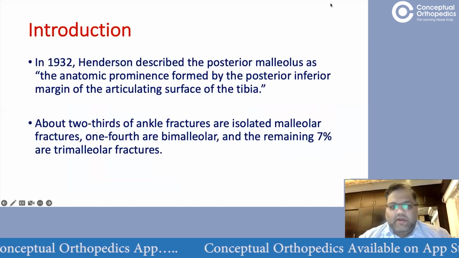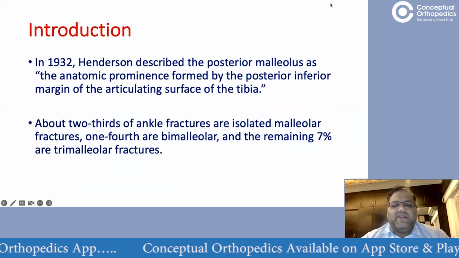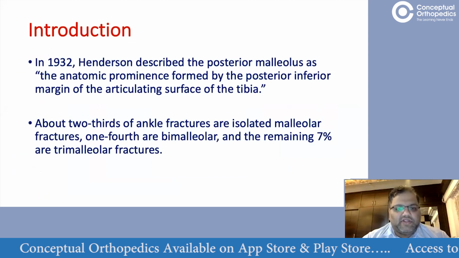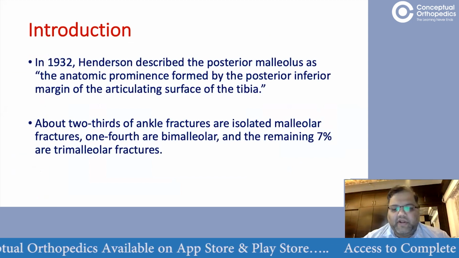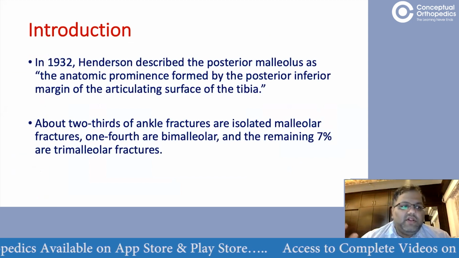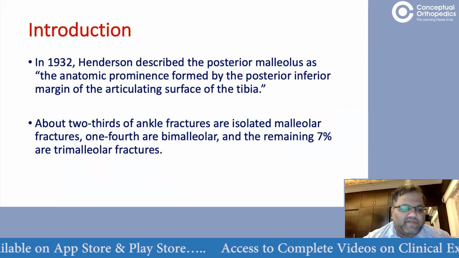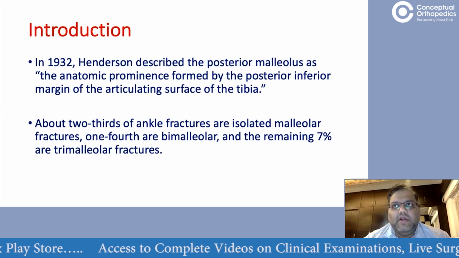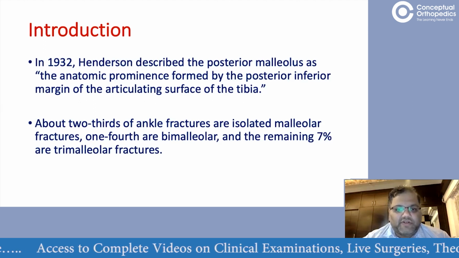Okay. So the posterior malleolus was described way back in 1932. The importance of the structure and what all things are attached. It was described as an articulating surface of the tibia. So any fracture which involves the articular surface is definitely important, because it directly has a bearing on the functional aspects of that particular joint.